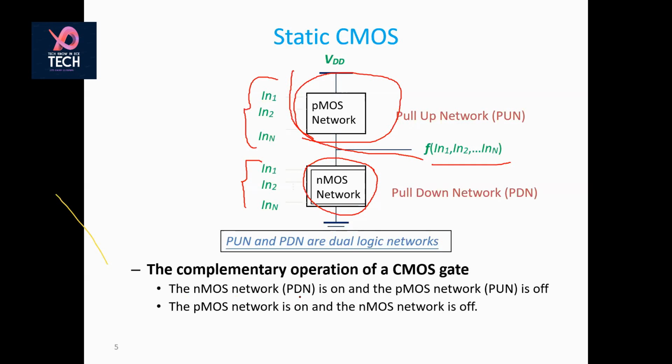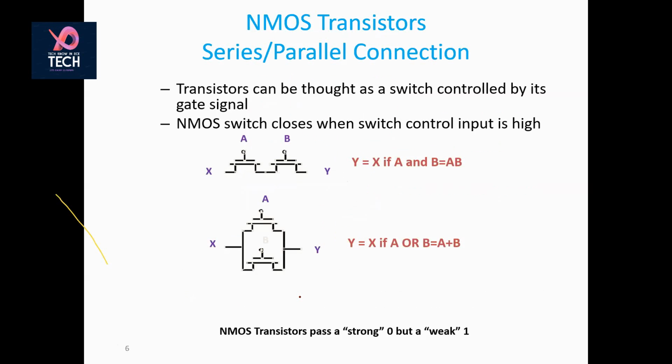Next we move towards how we are actually implementing the things. So suppose y is equal to x, and now we are using NMOS as switches. So there are two kinds of connections, serial and parallel connections. Both of them will be discussed here.